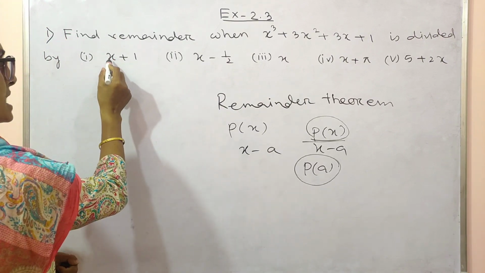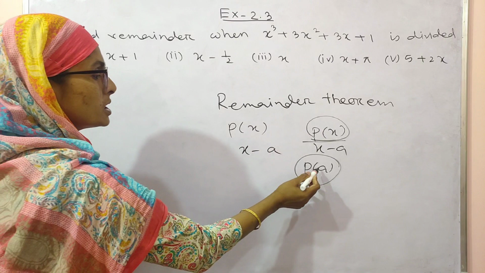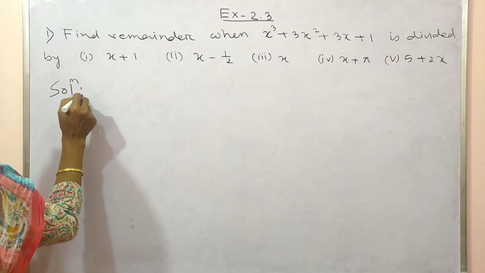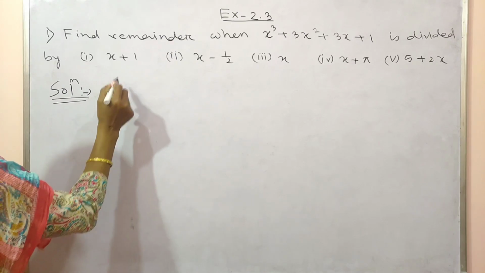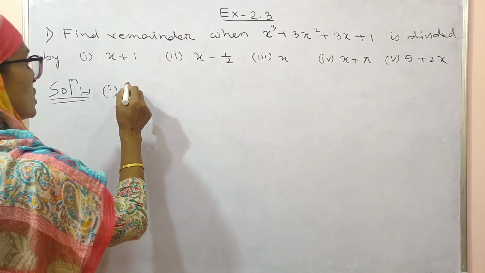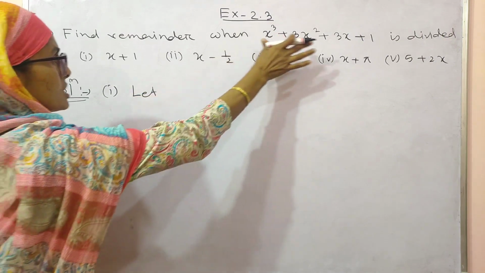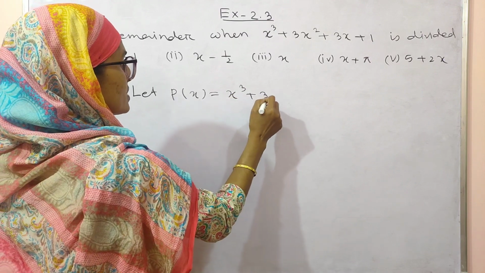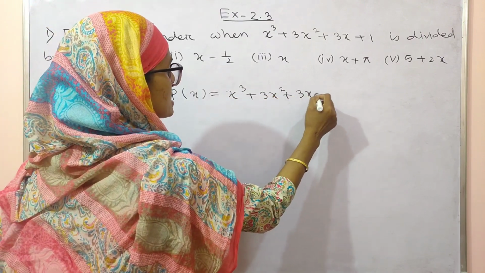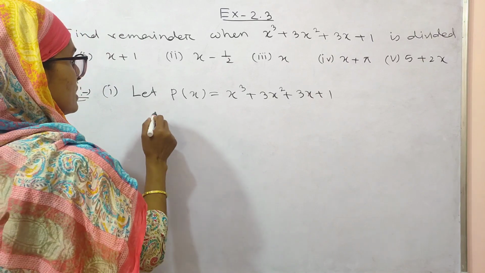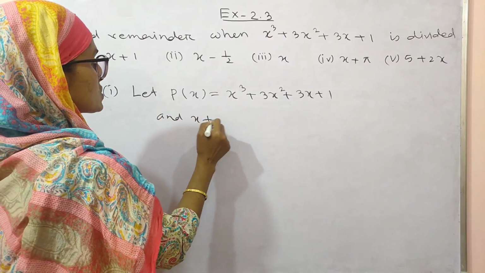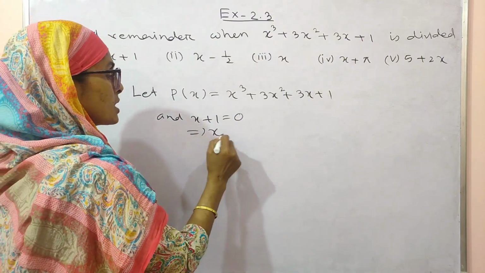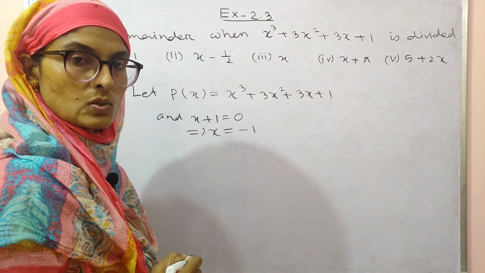That means here x plus 1, so we have to put a equal to minus 1. Solution number 1. Here x plus 1. So first we have to write, let this one be p(x). Let p(x) equal x cube plus 3x square plus 3x plus 1, and x plus 1 equal to 0. Then you will get the value x equal to minus 1.